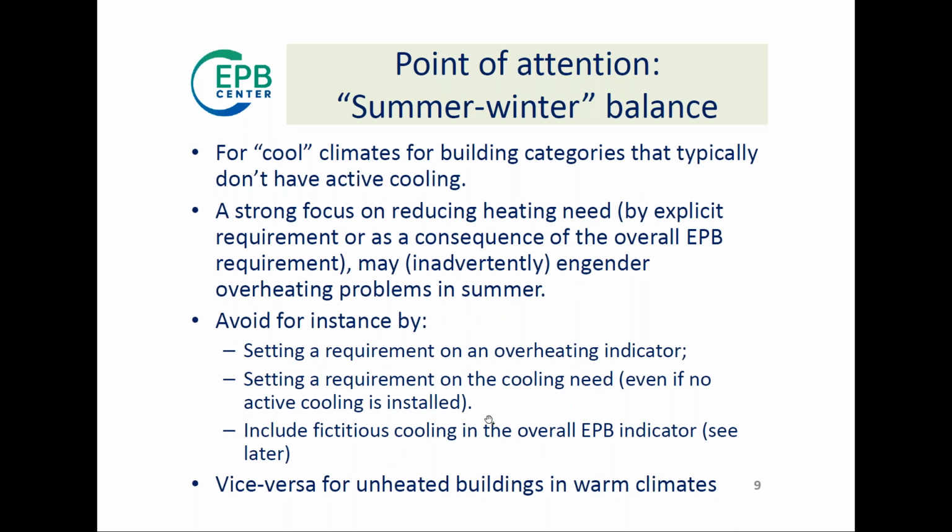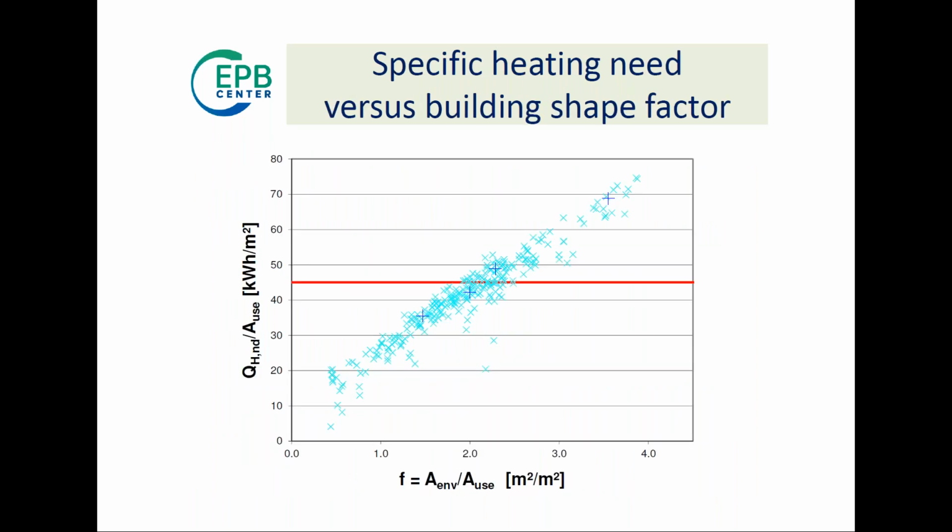So this can be avoided by setting explicit requirements for the overheating indicator or for the cooling need, even if there is no cooling applied, or include a fictitious cooling consumption in the overall EPB indicator, which is also illustrated in the standard, and I have some slides later. And the same holds true for unheated buildings in warm climates, of course, vice versa.